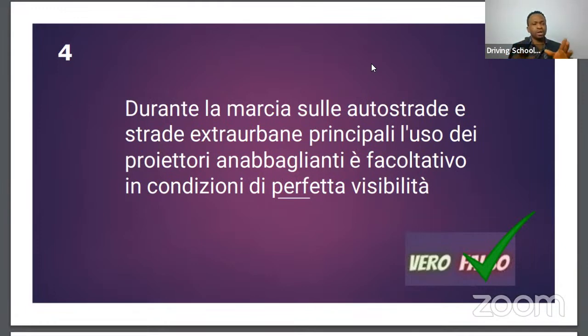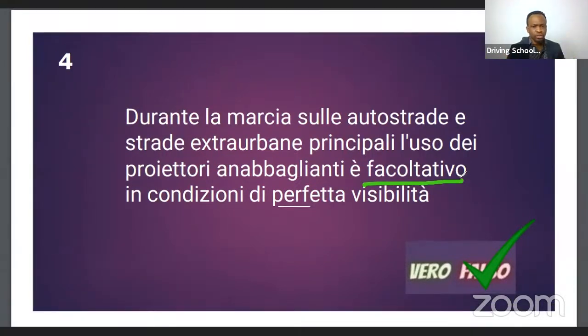So it is not something optional. It is something that you must do. It's obligatory, not facoltativo, you understand? So the answer is falso. Durante la marcia sulla autostrada, strada extraurbana principale, l'uso dei proiettori anabbaglianti non è facoltativo, è obbligatorio. So, in condizioni di perfetta visibilità. The answer is falso because they use the word facoltativo, which means optional or something of your choice. No, it's not true. The answer is falso.